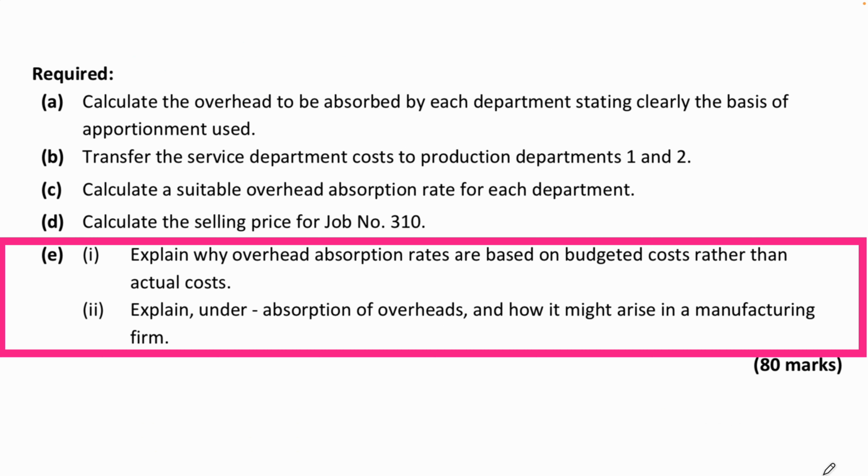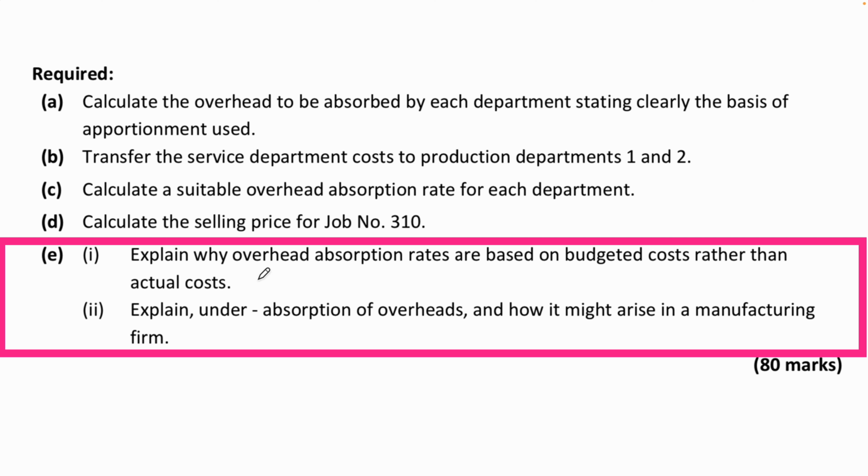Last then we have theory. So remember, you're not going to be getting H1s in accounting without knowing your theory. So remember, go over your costing theory, okay? So maybe take out your costing theory notes and give them a quick 10-minute read now as well. Okay, so E part 1. Explain why overhead absorption rates are based on budgeted costs rather than actual costs.